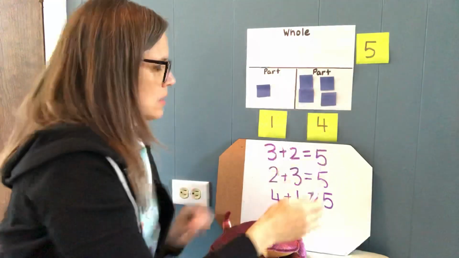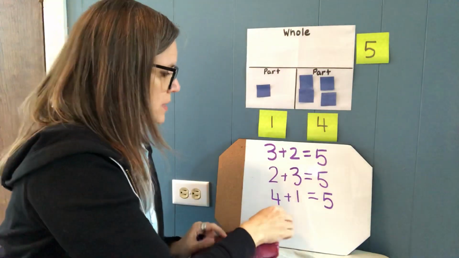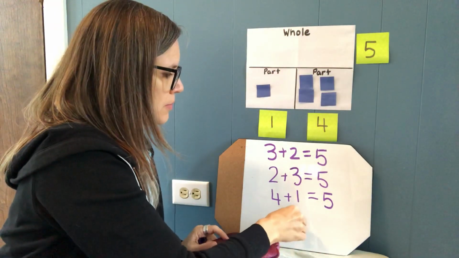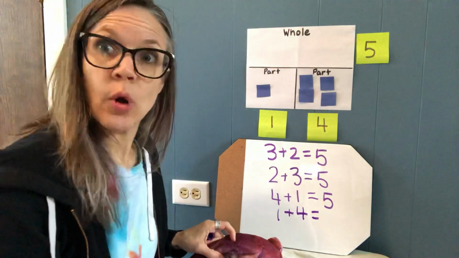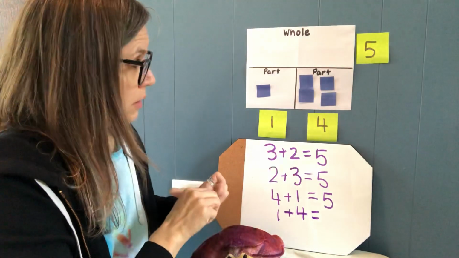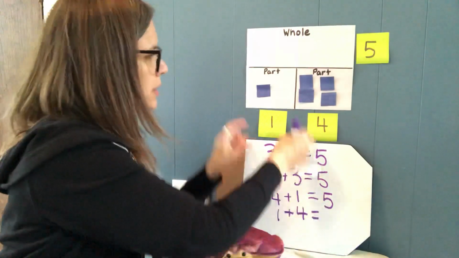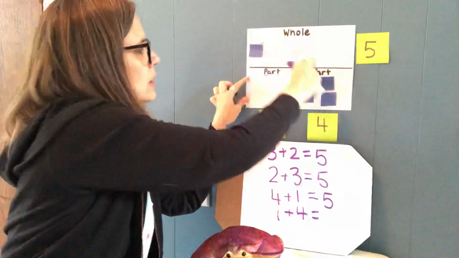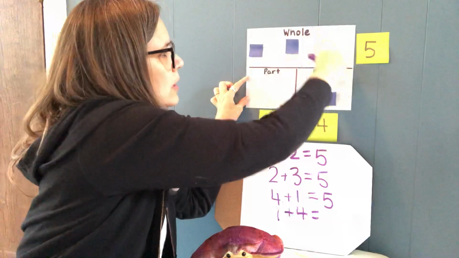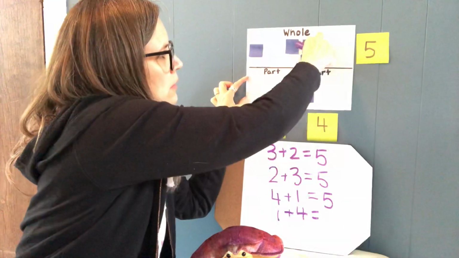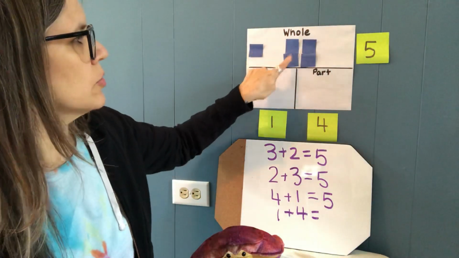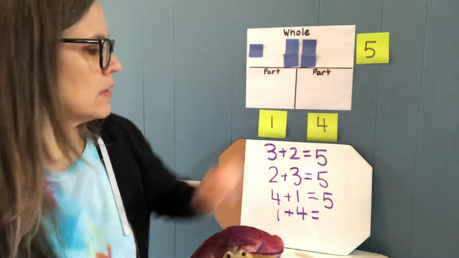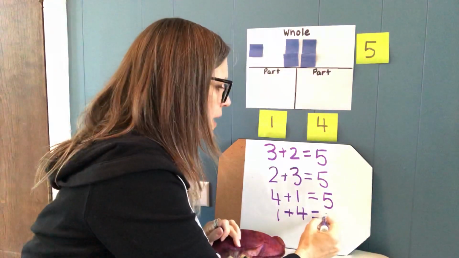Here's part. So let me move Mr. Krabs for a second. So if we do 1 plus 4, what will that equal? So we have part. What's our whole going to be? We'll put our part here. We'll put our part here. We'll even keep it like our 4. 1, 2, 3, 4, 5. So 1 plus 4 also equals 5.